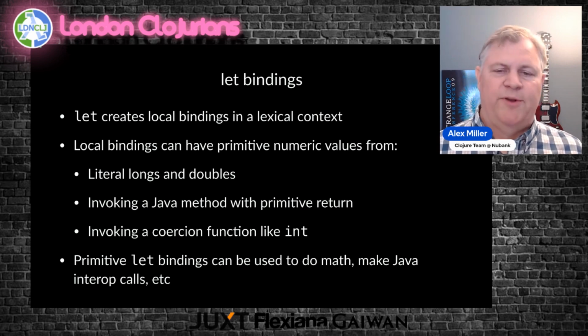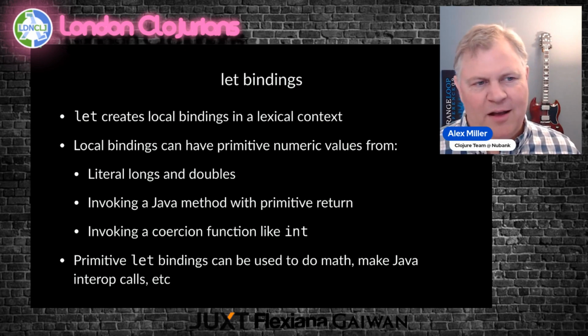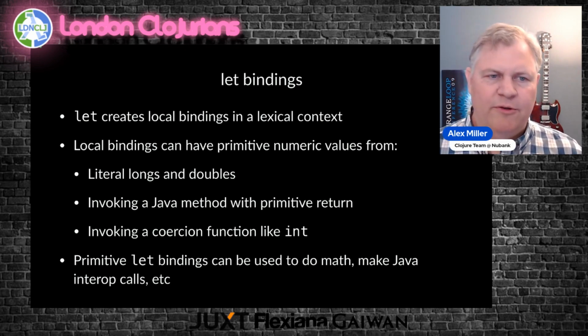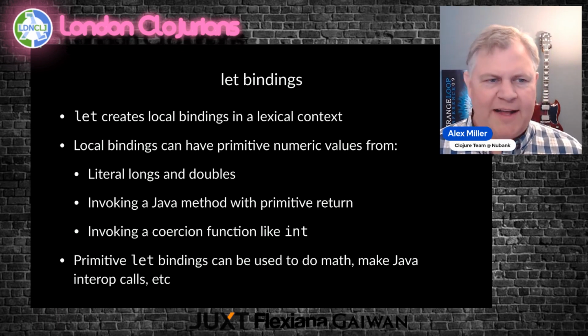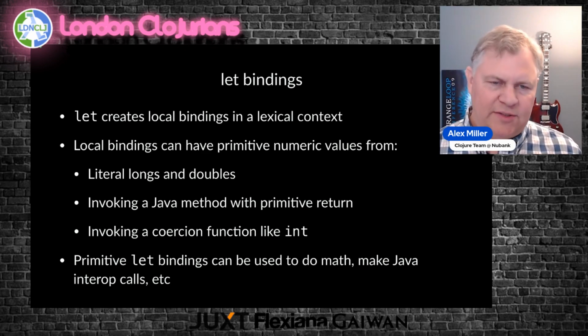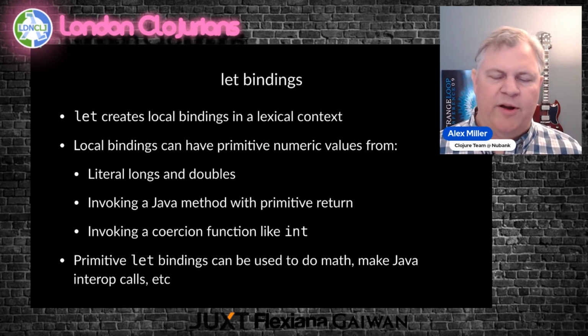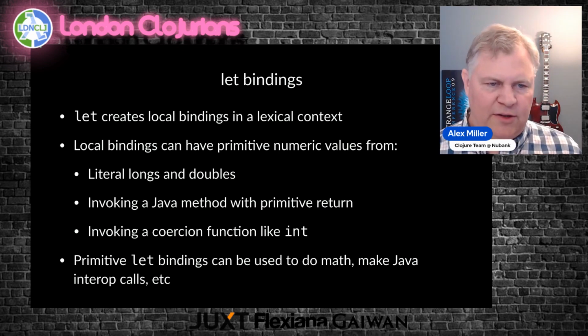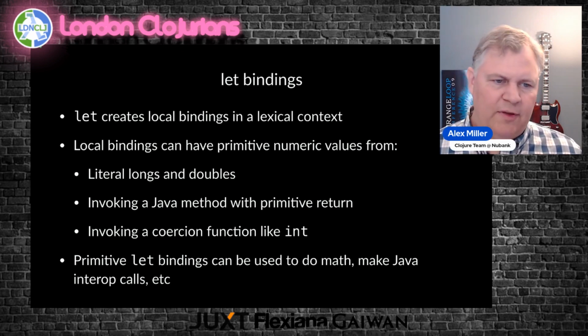So where do you get primitives from to actually invoke these things with? That's the next question. So let will create local bindings in some lexical context, some lexical scope. Those local bindings, the Clojure compiler understands that they might have primitive numeric values. So they don't have to just be objects. They can also be literal primitive longs and doubles, or any of the primitive types.